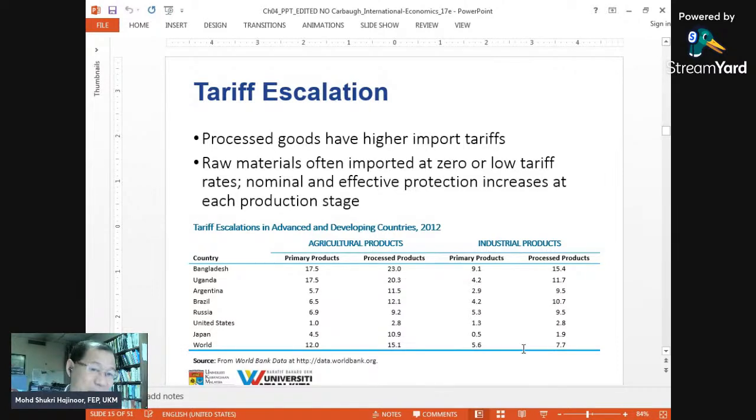That is inhibiting, stopping poor or less developed countries from getting into the manufacturing or processing of these raw materials. So tariff escalation has been negatively impacting less developed countries. Rich, developed countries always have an advantage because the more processed the products, no longer raw material, the higher the tariff compared with the non-processed, raw goods. So here, primary goods. Processed products, higher. Industrial products are higher when processed than primary.